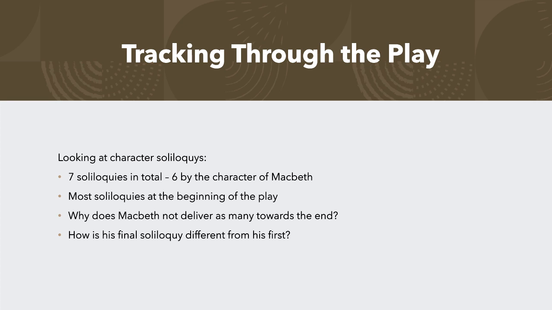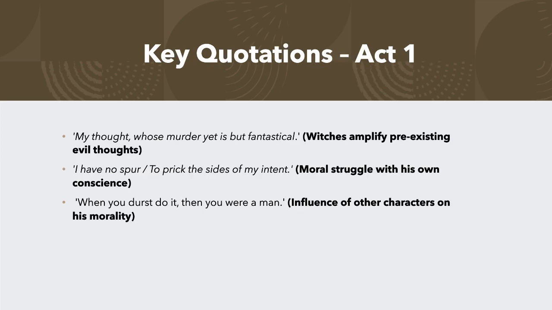And then how is the final soliloquy different from his first? Because to show a character development, it should be different. And some of those differences can be quite nuanced. They may not be really obvious, so you need to look at them. And that's how you'll get into band 5, if you really evaluate what is different and what isn't.